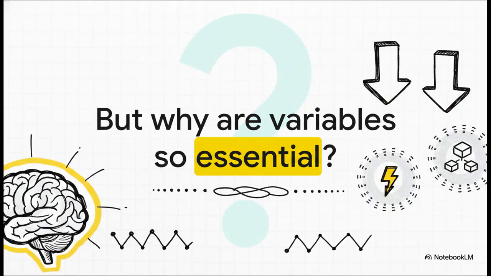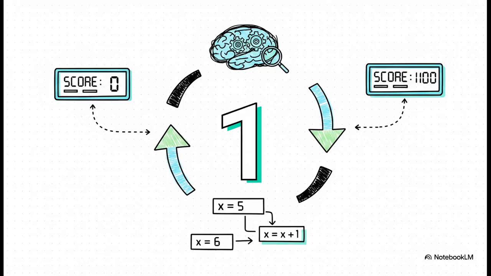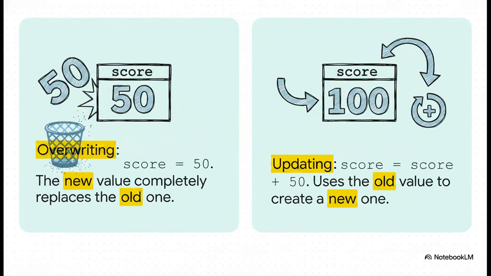Okay, so we know what they are and we know how to make them, but why are they so essential? Why are they the absolute cornerstone of programming? Well, let's get into their two main superpowers. Their first and maybe most important superpower is the ability to track change. See, variables aren't static. Their whole purpose is to vary. This is what lets your program remember a value and then update it as things happen. Think of a score in a game that keeps going up. And there are two main ways this change can happen.